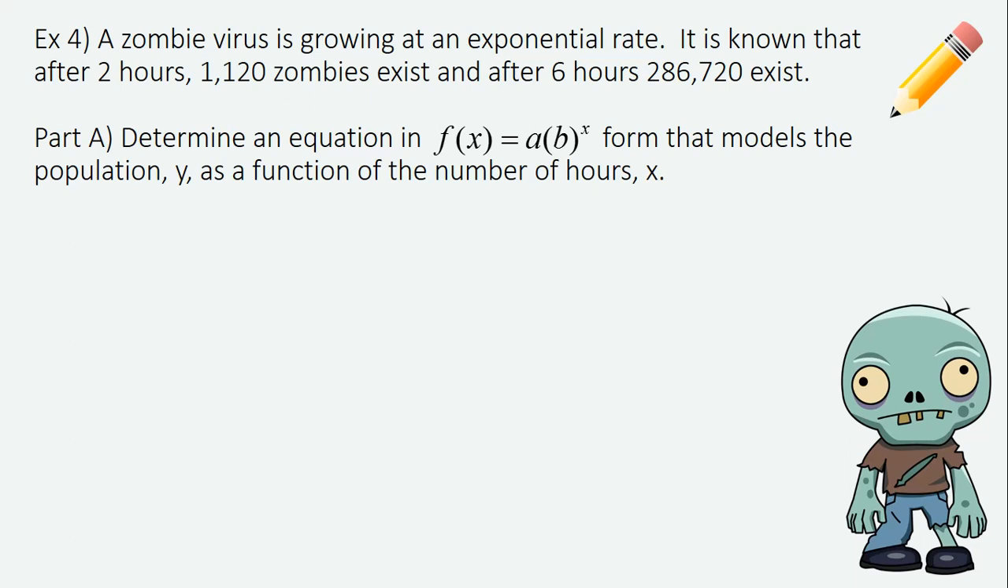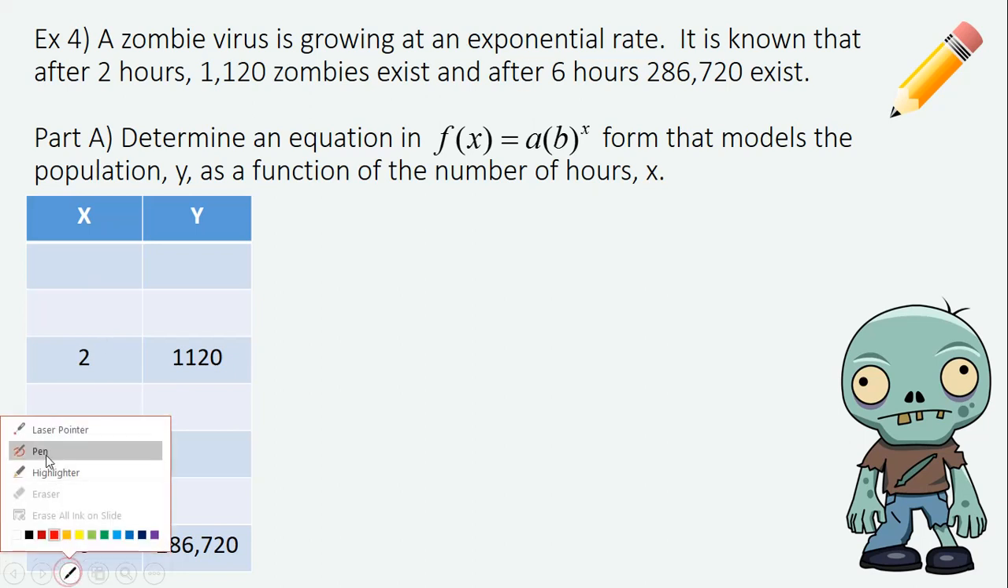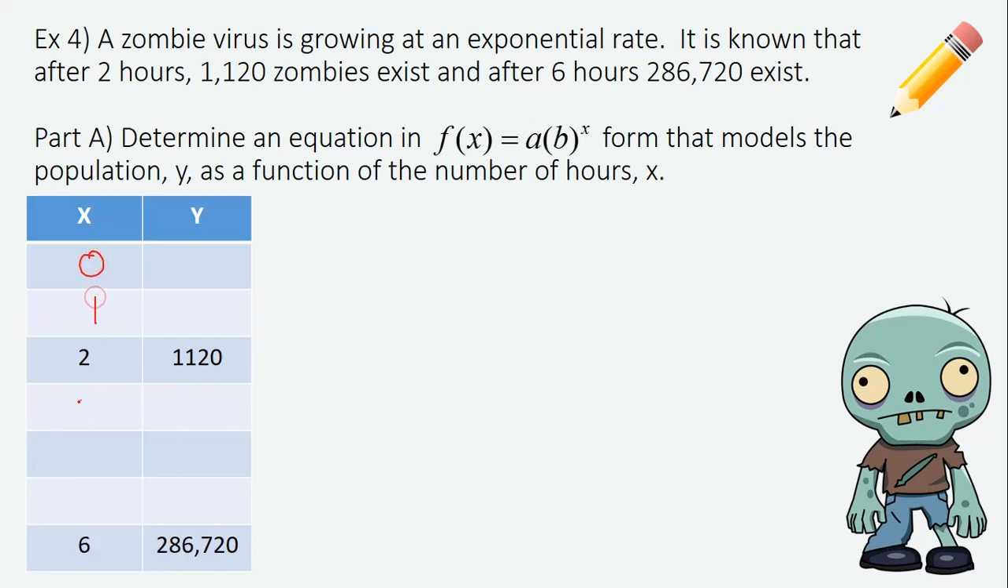That means that x is just going to be what we're going to be using. It's going to be in the normal form. So first thing I do is I put it into my table here. So I got 2 hours and 1,120. So what I'm going to also do now is I'm going to fill in the rest of my x values here. Now, I need to figure out what's my repeated multiplication, right? We need to know what's the factor.